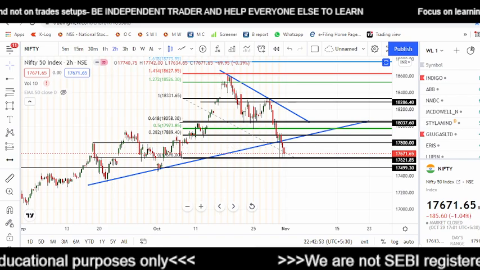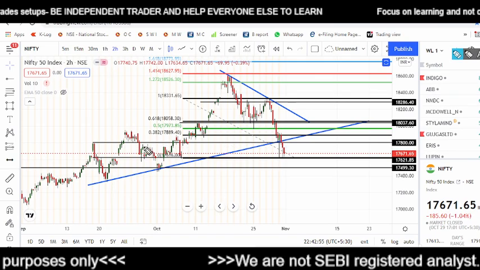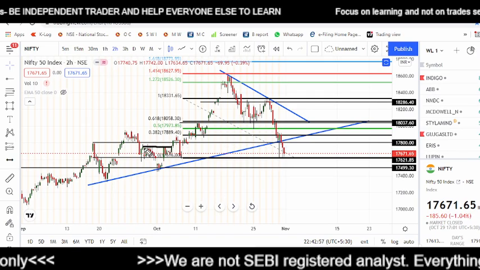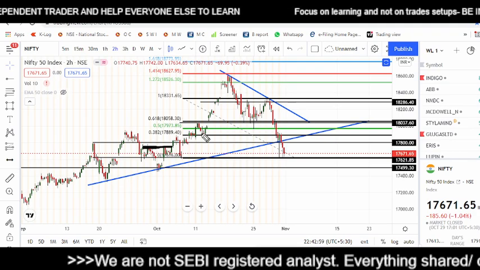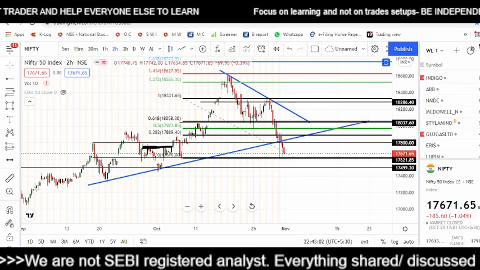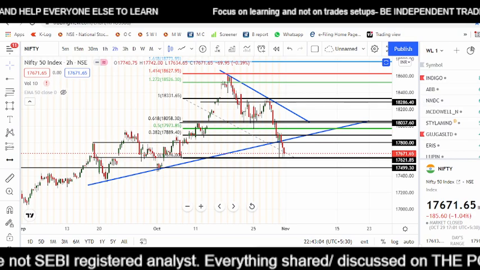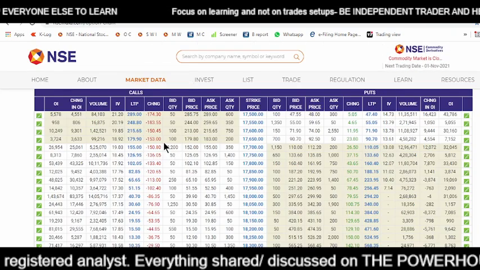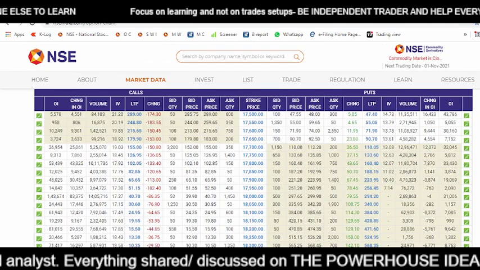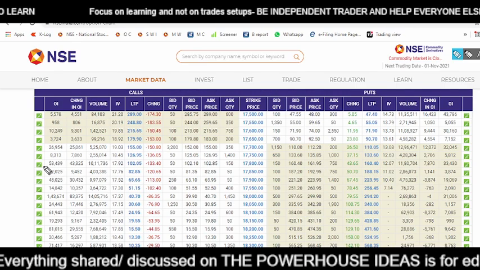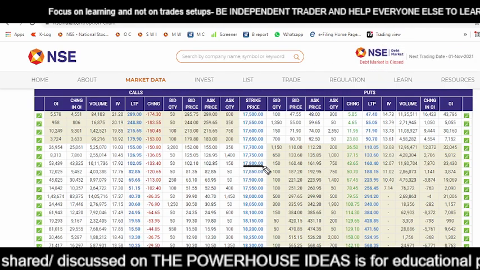17,750 somewhere over here. Over here also, exactly at 17,750, we can see some price action. So the option chain is connecting to the technicals. Now let us see the next major resistance on the upside. The next major resistance on the upside is 17,800.